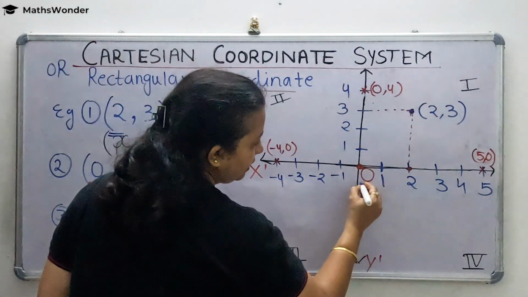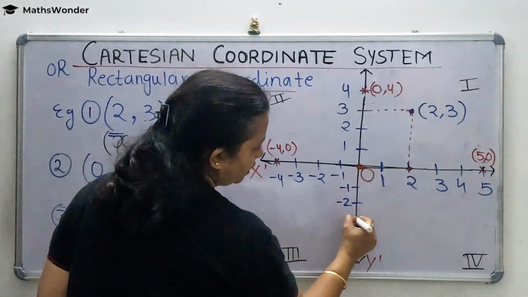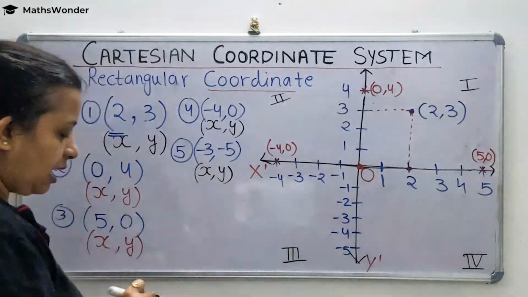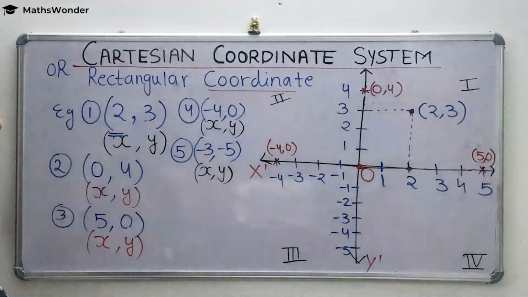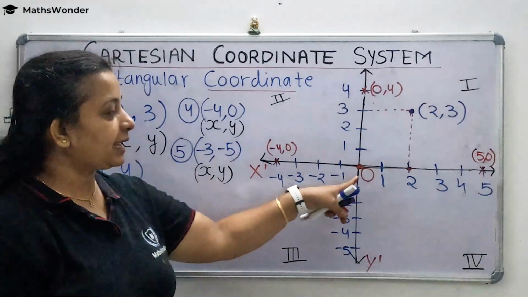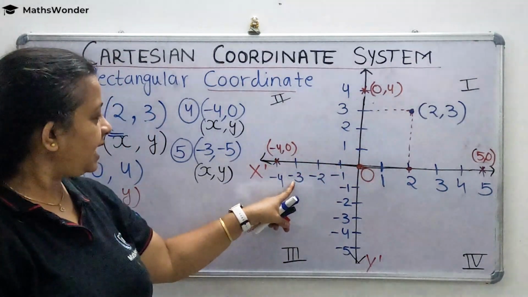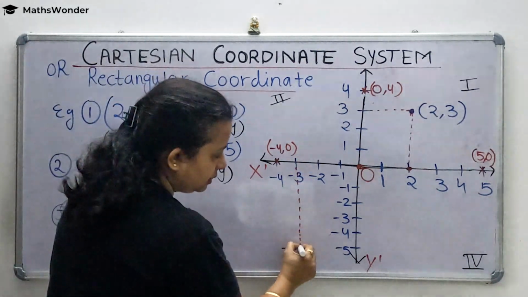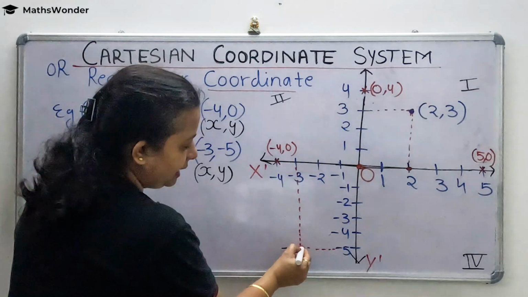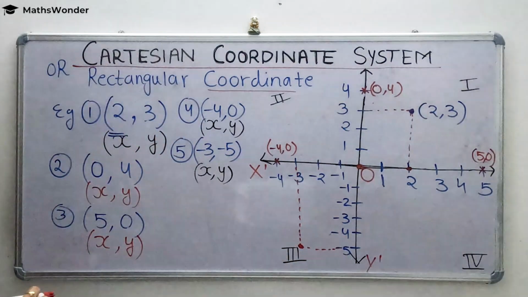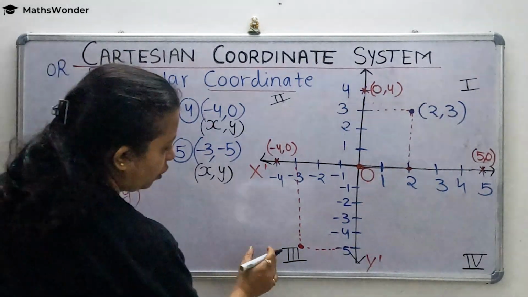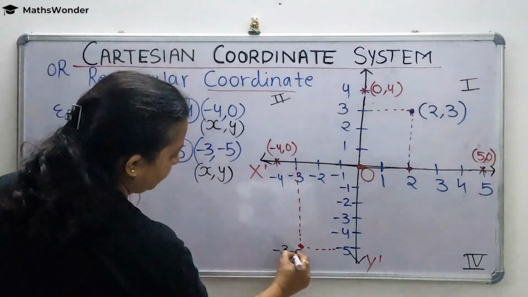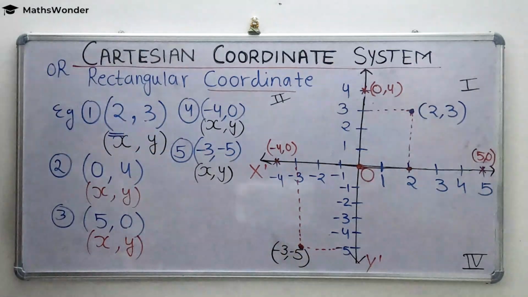Now come to the negative. -1, -2, -3, -4 and -5. Right? Now find the place where they will meet. Now check. In the x-axis -3, in the y-axis -5. Okay. Now join. This is the intersecting point where both the ordinates will join together. So -3 and -5. This is this point.